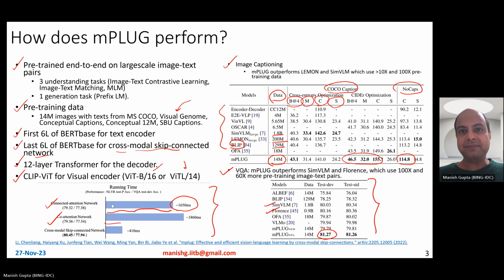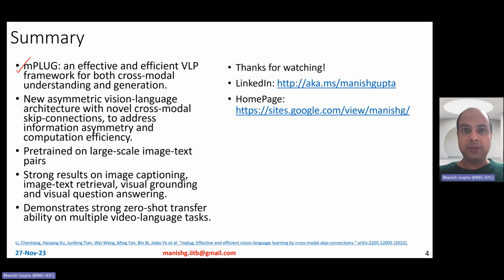Now, quickly to summarize, mPLUG is an effective and efficient vision language pre-training framework for both cross-modal understanding and cross-modal generation. So you can use it for generative tasks as well. They proposed a new asymmetric vision language architecture with novel cross-modal skip connections. You have a smaller number of layers on the vision side and a much larger number of layers on the text side. It addresses both problems with vision language pre-training: information asymmetry and computational efficiency.